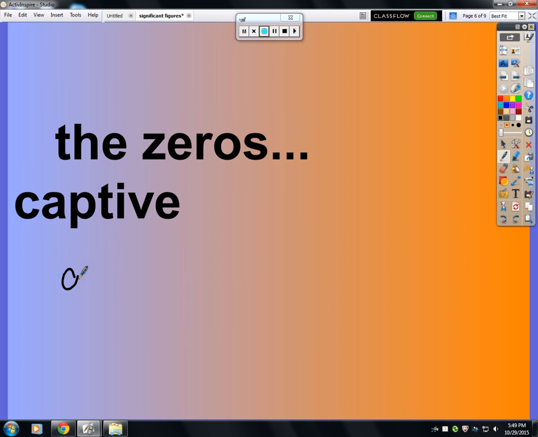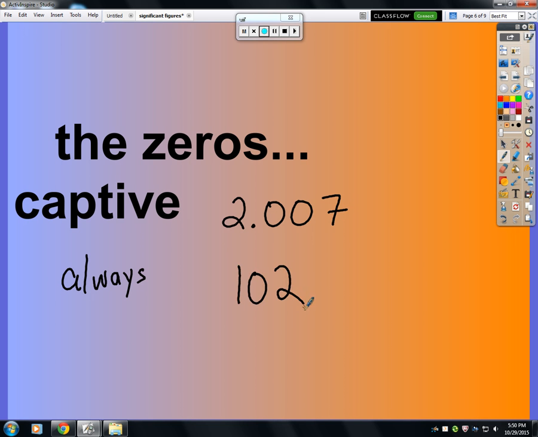Captive zeros always count. And so captive zeros are trapped between 2 numbers. They could be trapped like this, or they could be trapped like this. Those are both trapped between numbers, whole numbers. How many number places do you see in this first one? 1, 2, 3, 4, including those zeros. So I have 4 significant figures. How many do you see here? 1, 2, 3, and so in this second example, there are 3 significant figures. Those numbers all mean something.